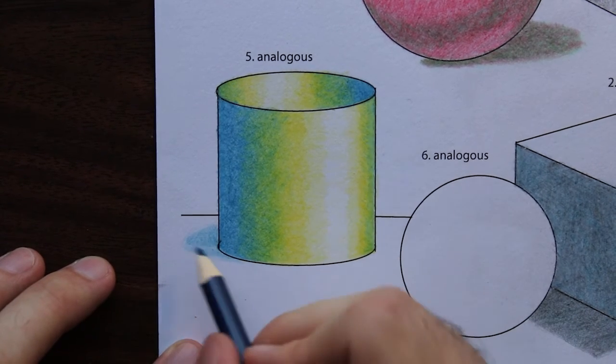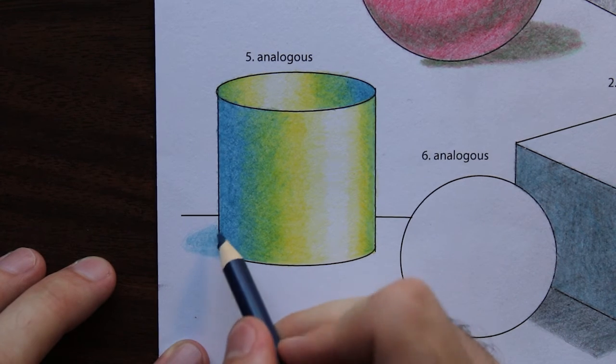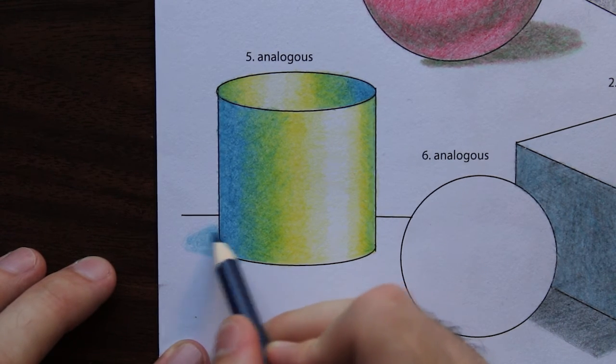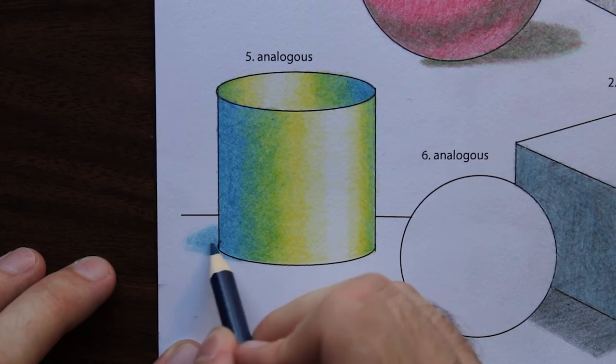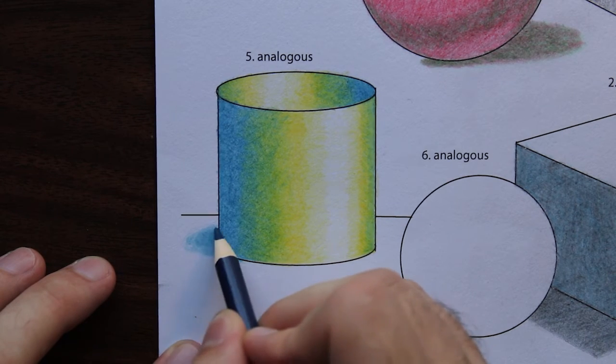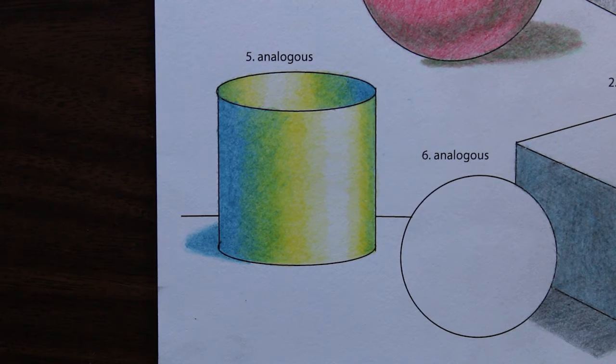Again, on the inside, I wanted to make sure that I had clearly defined my areas of blue, green, and yellow, as well as our areas of value, the highlight, the quarter tone, the mid-tone, the base tone, and finally our cast shadow. And that wraps up our analogous cylinder.